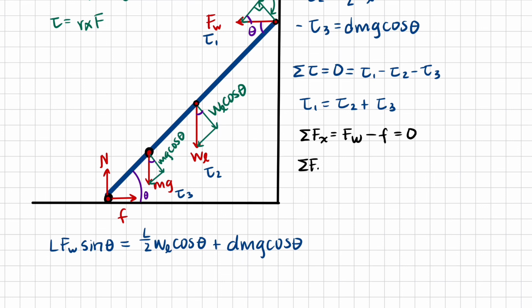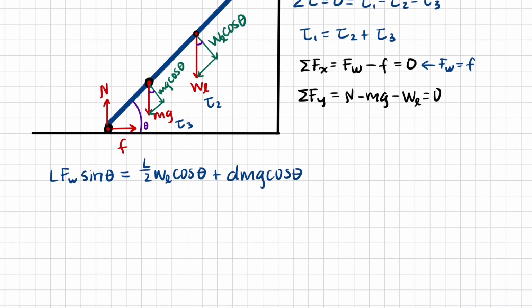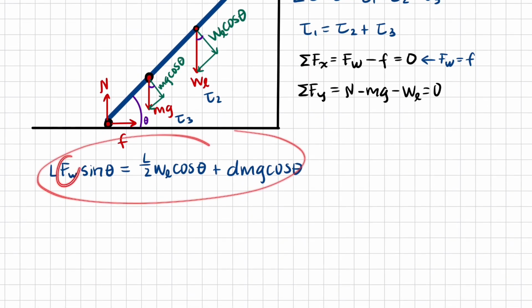Now for the y direction, I'm going to have these three. I'm going to make the normal positive just because. Okay, so what can we use there? Because I'm trying to solve for force of friction, I can use this equation. Because these two sum to 0, I know they are equal and opposite. So I can just say force of the wall is equal to the force of friction. So I can rewrite this equation and substitute force of friction here.